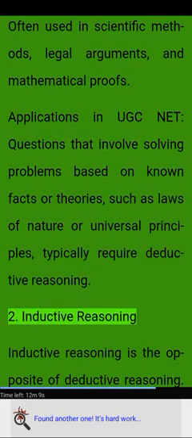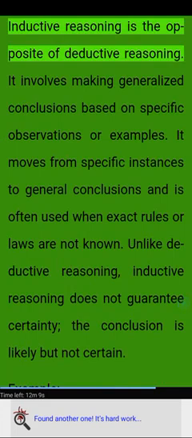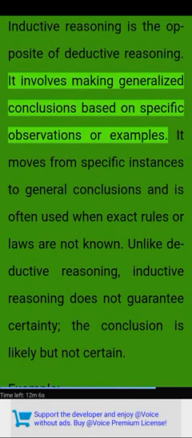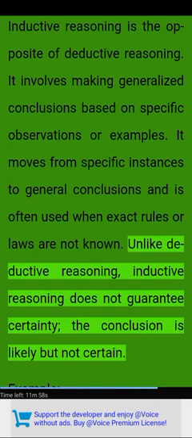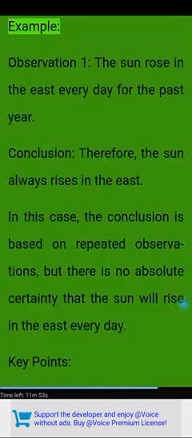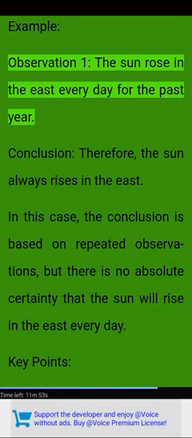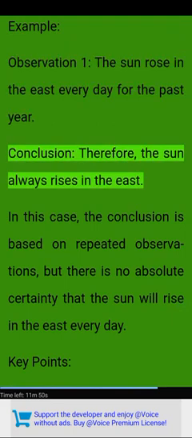2. Inductive reasoning. Inductive reasoning is the opposite of deductive reasoning. It involves making generalized conclusions based on specific observations or examples. It moves from specific instances to general conclusions and is often used when exact rules or laws are not known. Unlike deductive reasoning, inductive reasoning does not guarantee certainty. The conclusion is likely but not certain. Example. Observation 1: The sun rose in the east every day for the past year. Conclusion: Therefore, the sun always rises in the east.